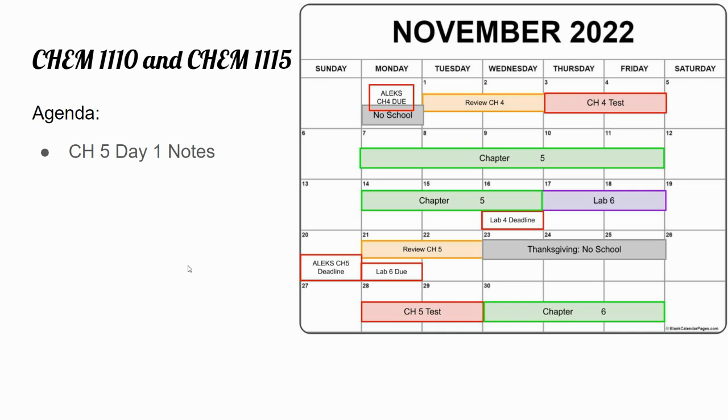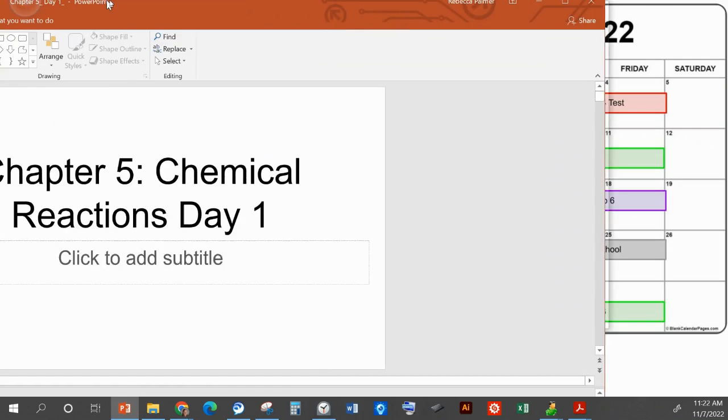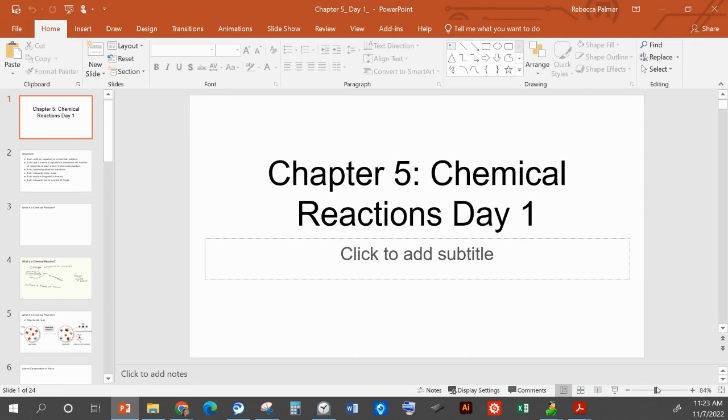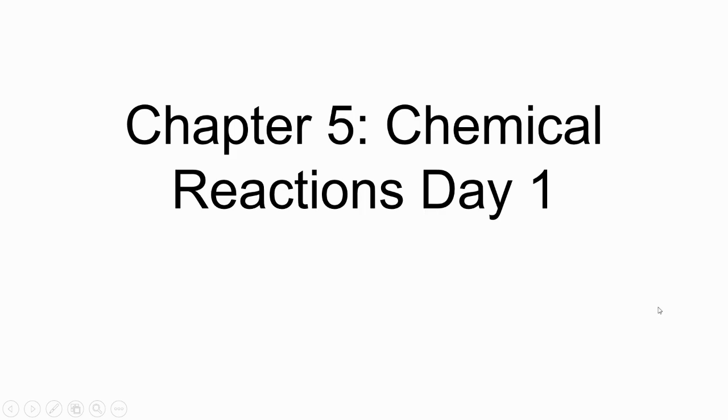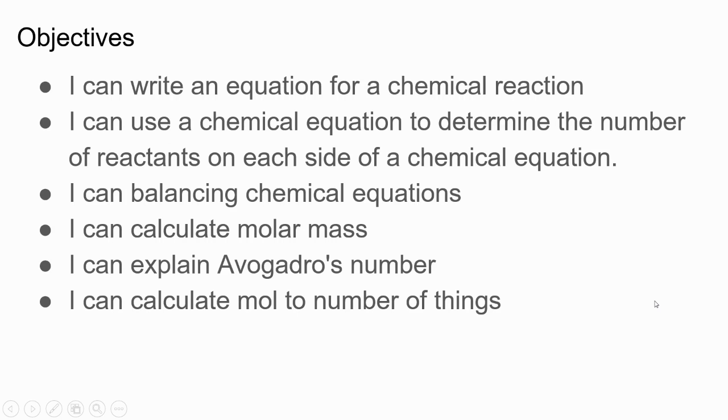Okay. All right, chapter 5 is about chemical reactions. So this is kind of exciting. We're starting to talk about chemical reactions. So these are our objectives. We're going to talk about writing chemical equations, balancing chemical equations. We're going to talk about calculating a molar mass. We're going to talk about this number.